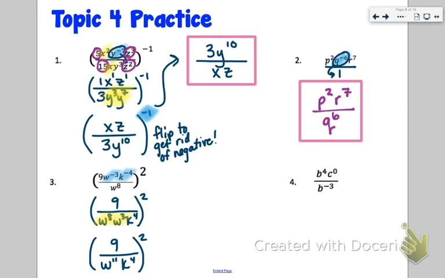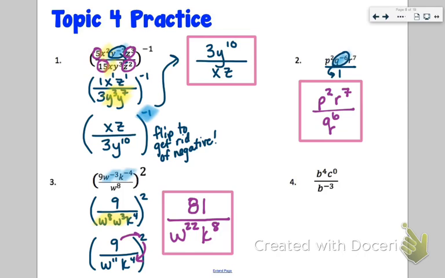Now we can take both the numerator and denominator to the second power. 9 to the 2nd is 81. And our power to a power rule says multiply our exponents. 11 times 2 is 22, and 4 times 2 is 8. Done. All right, looking at number 4, anything to the 0 power we can actually cross out and pretend it wasn't there.